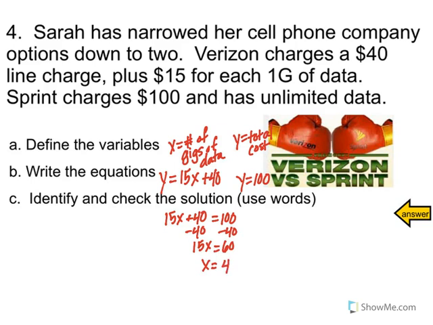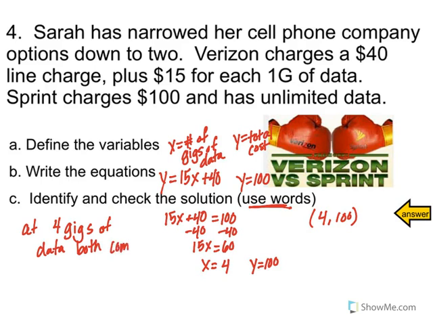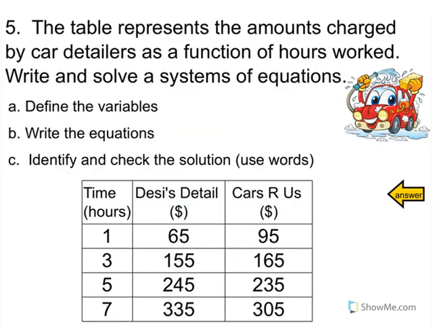That means x is equal to 4. We already know y. Y was equal to 100. So I know that my ordered pair is 4, 100. But that doesn't really help me in this problem, because it's a real-world problem. I need to write this out in words. So at 4 gigs of data, both companies charge $100. So at 4 gigs, the companies cost the same at $100.